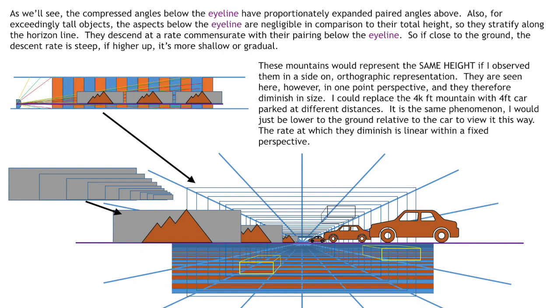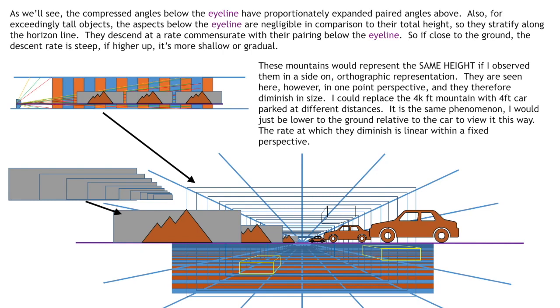Also, for an exceedingly tall object, the aspects below the eye line are essentially negligible in comparison to their total height, so they stratify along the horizon line. Like if I was looking at a mountain exceedingly tall, way higher than 6 feet of the observer, let's say, you can essentially view it as being all above the eye line, all along the horizon line.